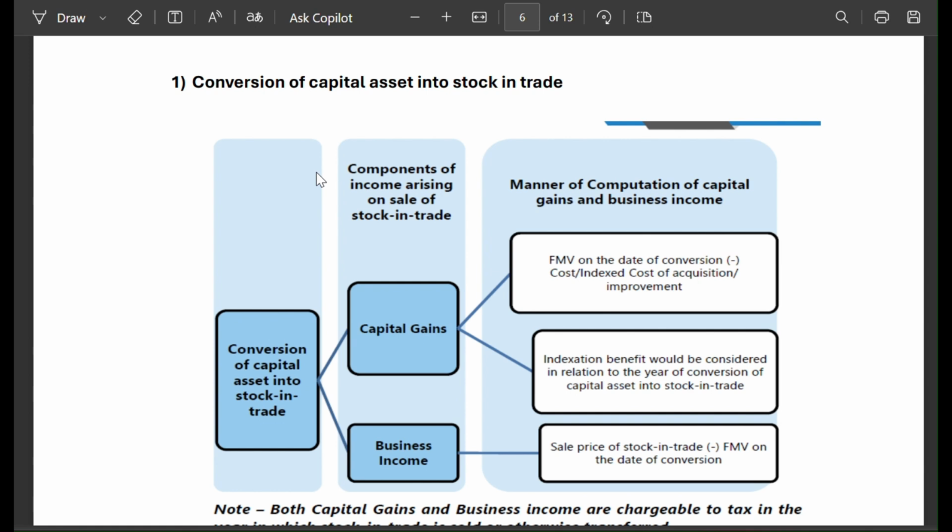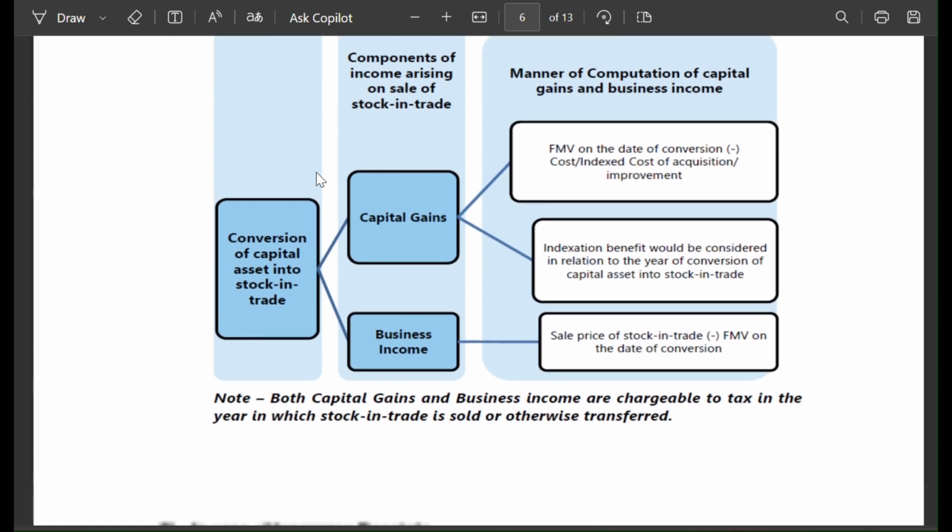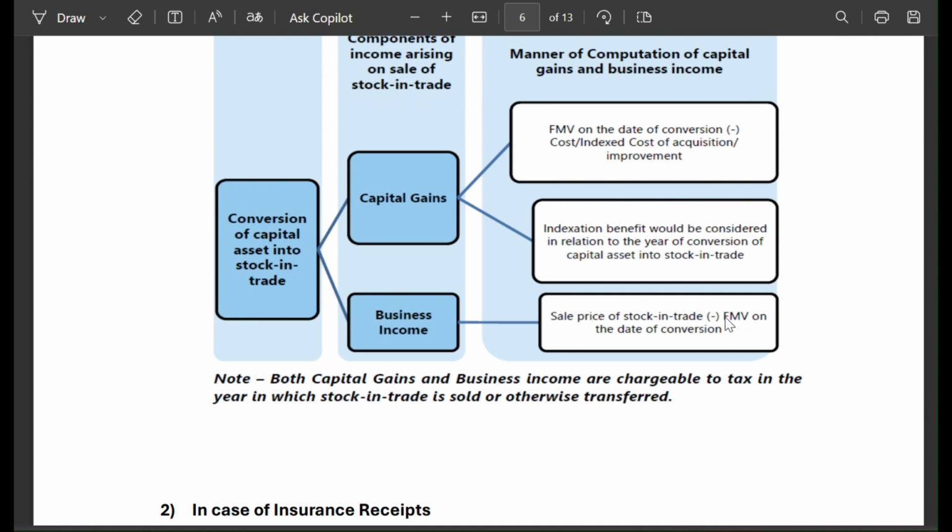On that day, the sale value is the business income. So business income is the sale value of that stock in trade minus the fair market value as on the date of conversion. For example, if you are transferring the asset on 10th December 2024, then what is the fair market value of that house on that date? From that you compute the capital gain. For the computation of the capital gain, our sale value is the fair market value of the asset as on the date of conversion, minus the cost of acquisition, whatever you incurred for acquiring that asset.